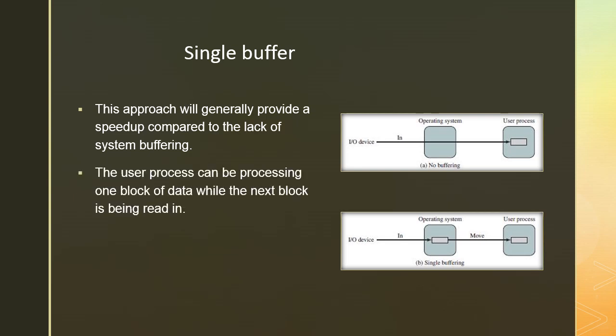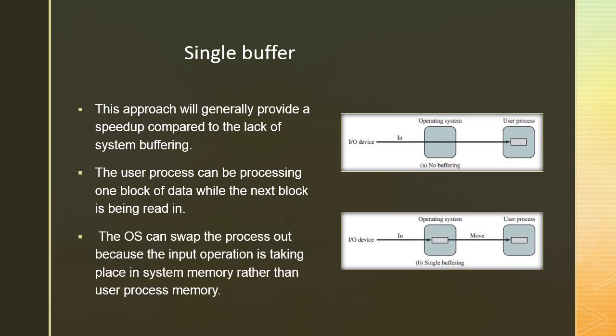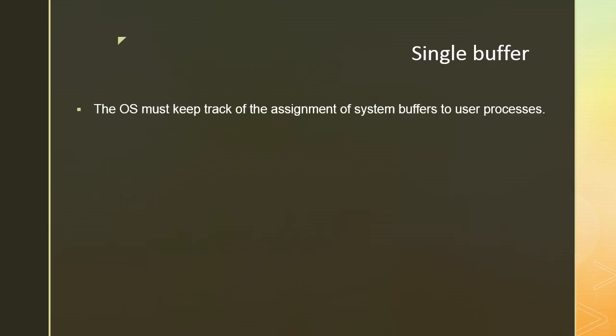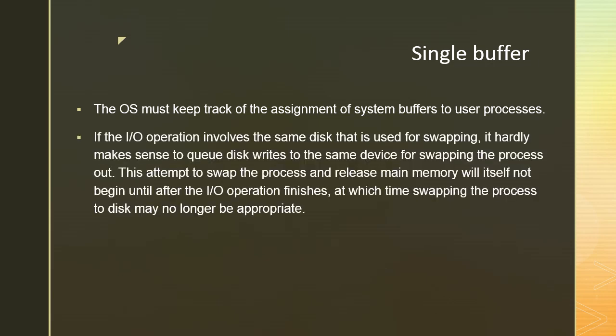The user process can be processing one block of data while the next block is being read in. The OS can swap the process out because the input operation is taking place in system memory rather than user process memory. The OS must keep track of the assignment of system buffers to user processes.